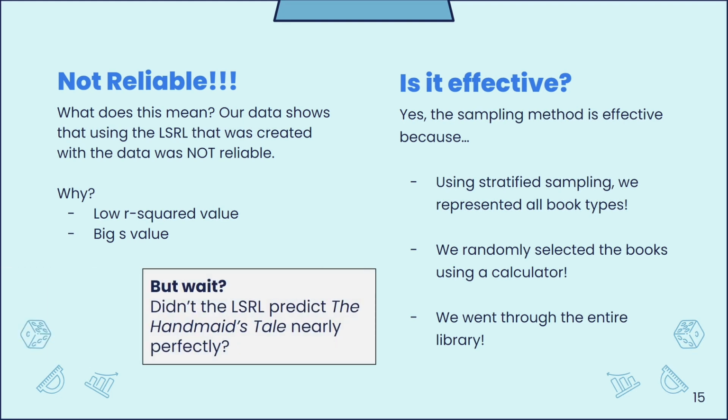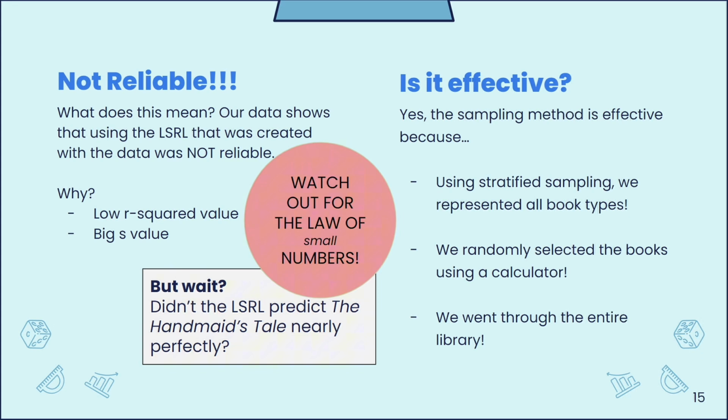But wait, didn't the least square regression line for fiction predict The Handmaid's Tale nearly perfectly? Well, yes, but you need to watch out for the law of small numbers. And if you're wondering what the law of small numbers is, just stick around.